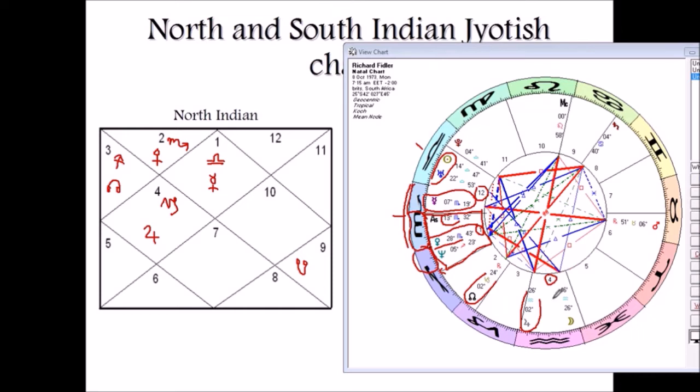Now you see here in the Western chart, the moon is at 26 degrees Aquarius, and also in the fourth house with Jupiter. Now, when we subtract 23 degrees from the moon at 26 degrees Aquarius, it stays in Aquarius. And because Aquarius is in the fifth house of the Vedic chart, the moon ends up being in the fifth.